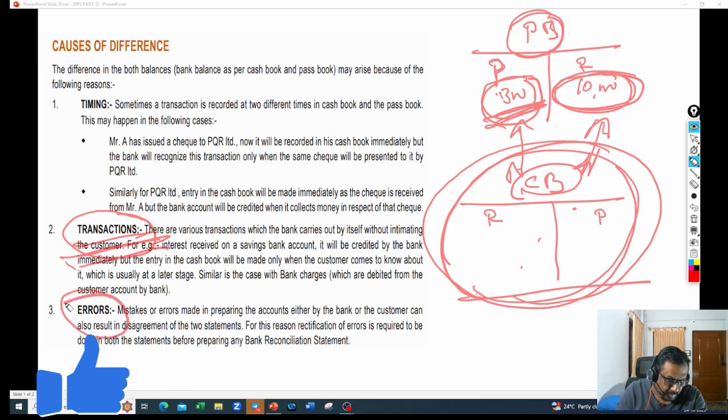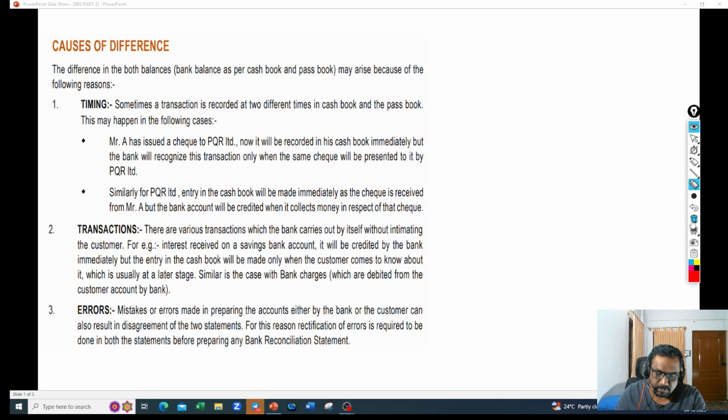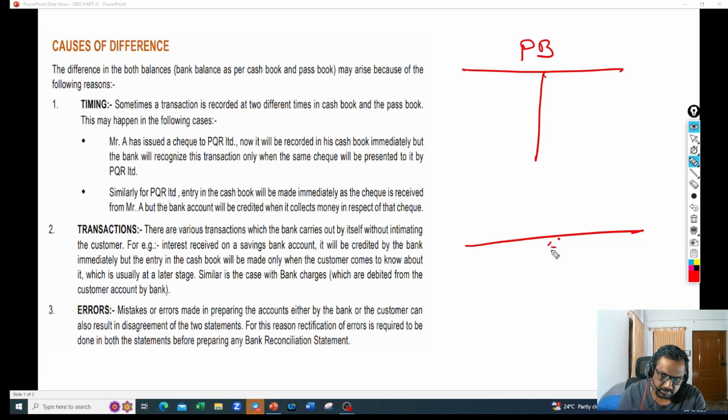The third one is errors. Errors can happen. Who can commit the errors? The errors can be committed by us. Errors can be committed by the banker also. What kind of errors? Let us take one or two examples. This is passbook. This is cash book. Here payments, receipts.